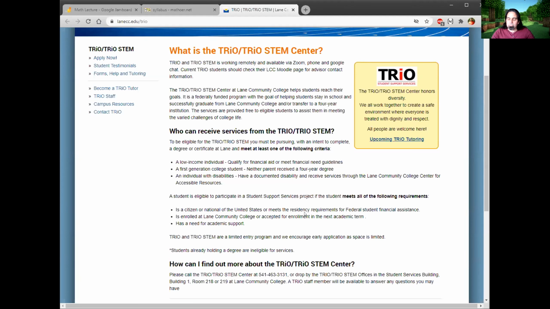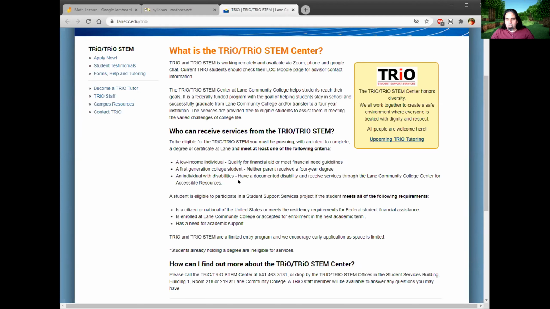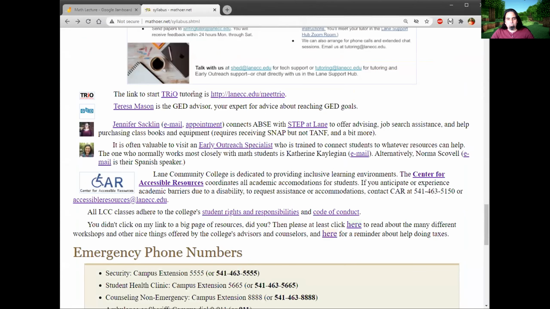So you have to qualify in certain ways, but it is just a great way to not fall through the cracks. They have their own tutoring center. They have special advisors and things. They are great.